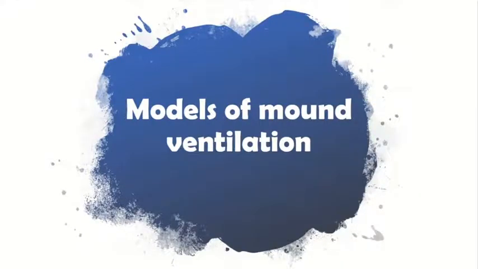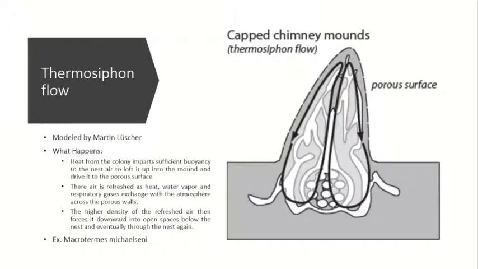Termite mounds are structurally diverse. Eastgate Center melded many of these diverse features into a single functional building. Two models of mound ventilation were used in this building. The first one is thermosiphon flow. This was modeled by Martin Luscher.